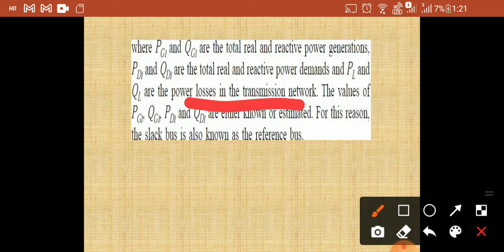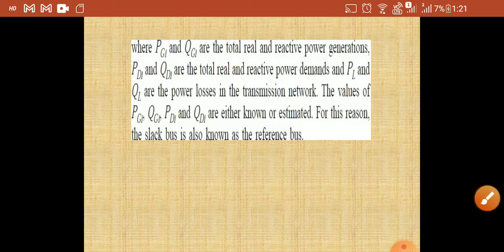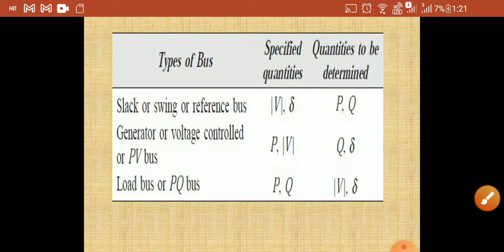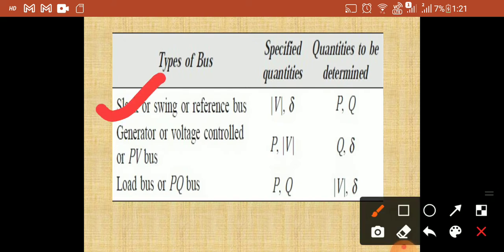Okay, so the values are either known or we have to estimate. For this reason, we always have to take a slack bus, which is otherwise called the reference bus. These are the types of bus. This is the slack bus, where the specified quantities are V and δ, and the quantities to be determined are real power P and reactive power Q.